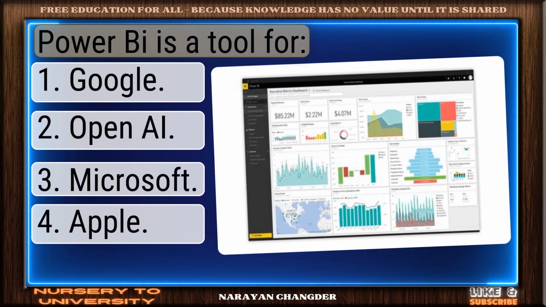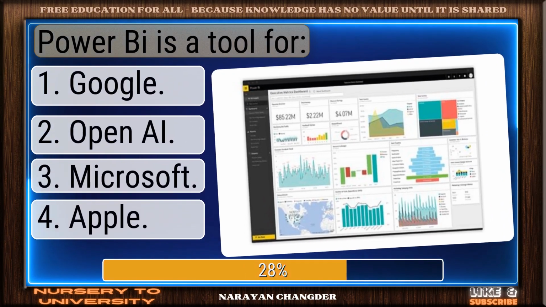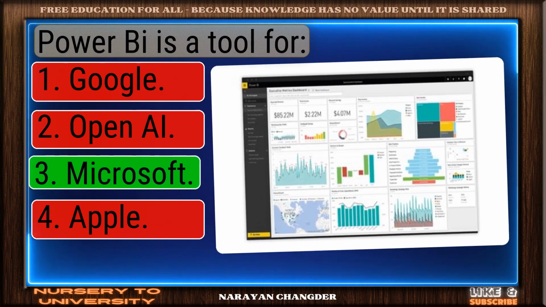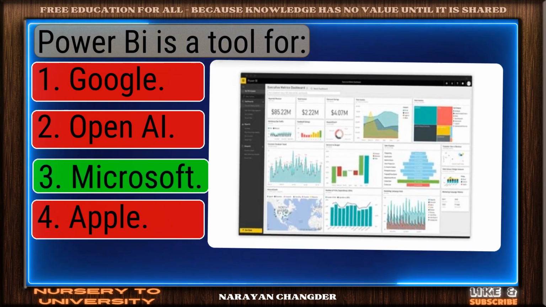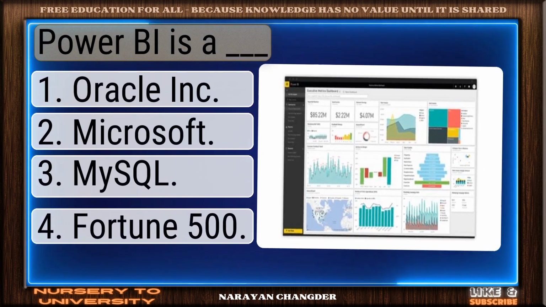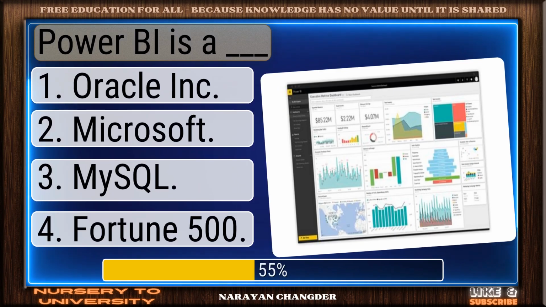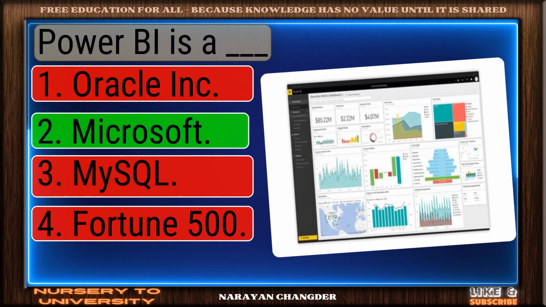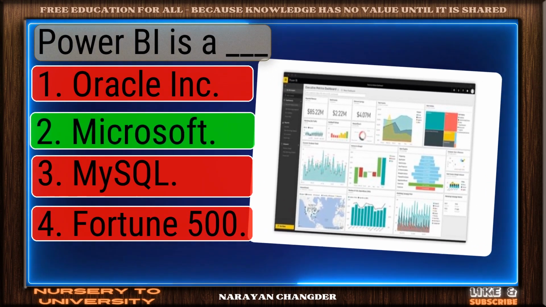Question number 78. Power BI is a tool for? Good job. Your answer, Microsoft, works well here. Question number 79. Power BI is a Dash. Solid response. Microsoft is a valid choice.